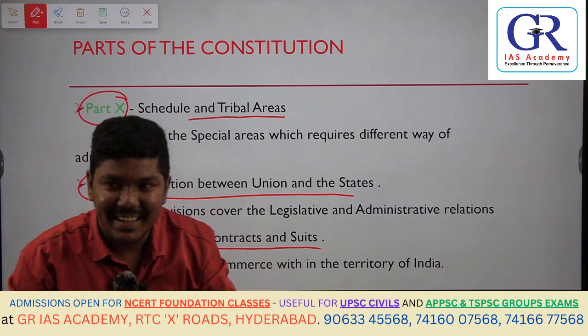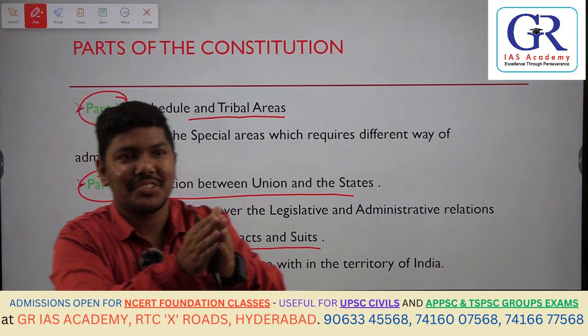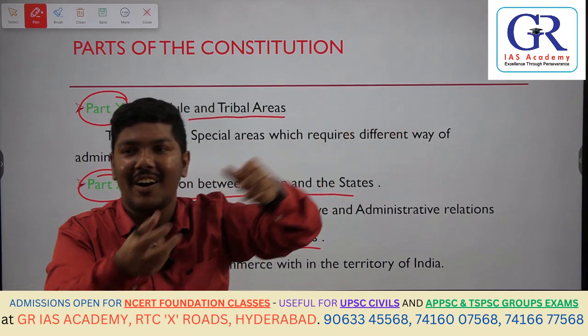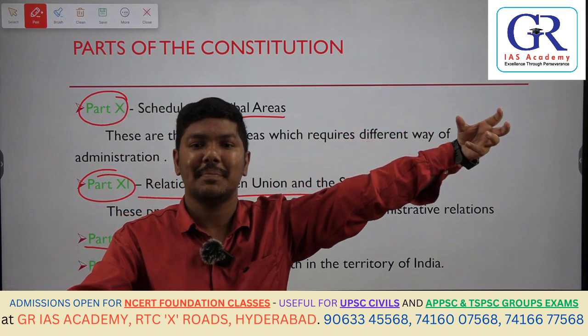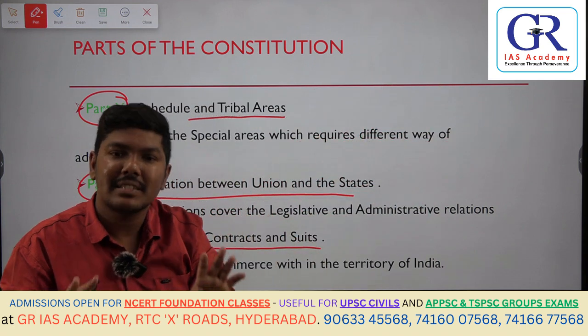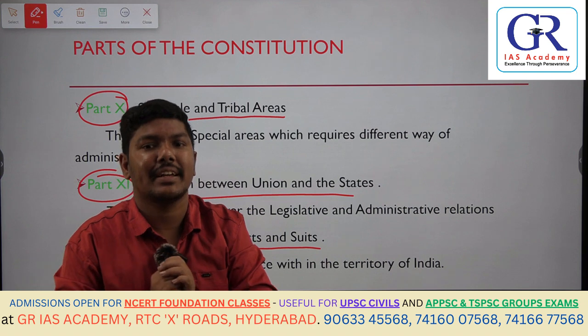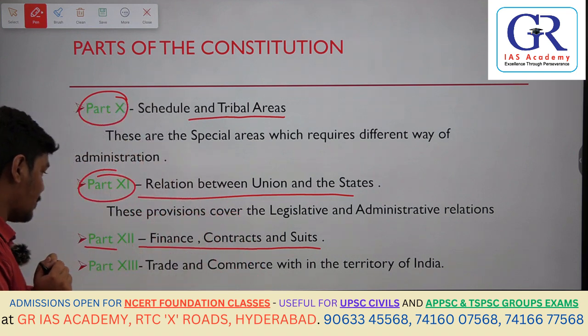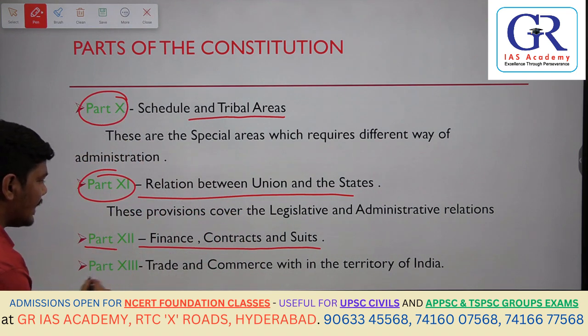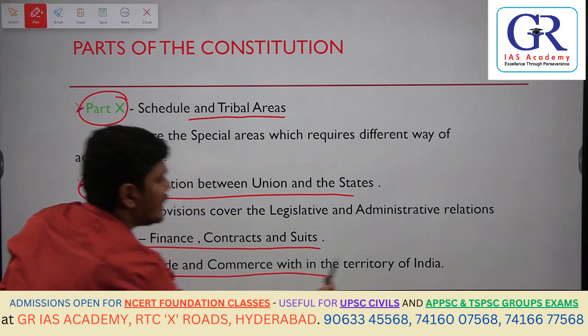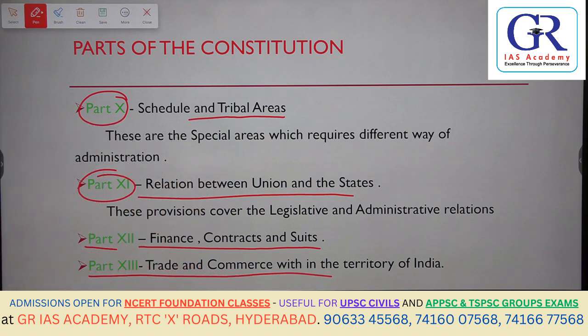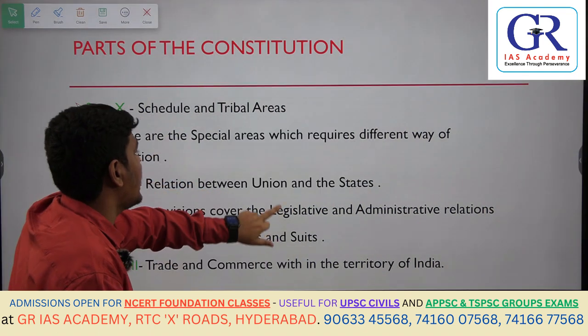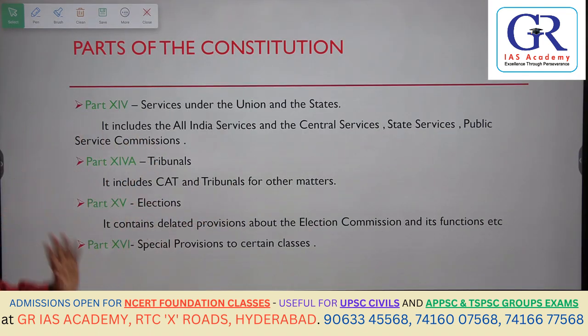That doesn't mean that we need to read the constitution from top to bottom, or that all the 448 articles we need to be completely thorough with. No need. We need to be very thorough only with the significant aspects. Part 13 of the constitution talks about trade and commerce, how interstate trade has to be carried out, and all the other related provisions, who can regulate all those things.